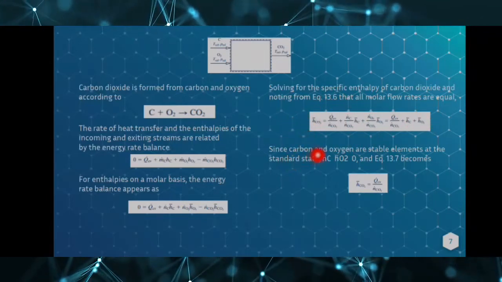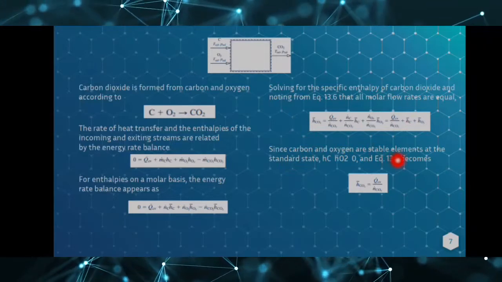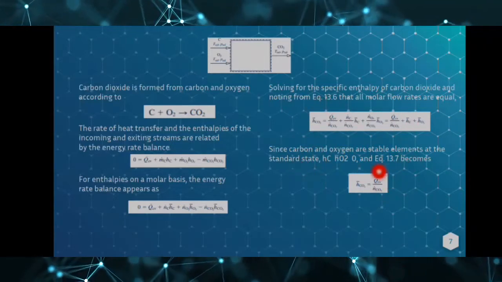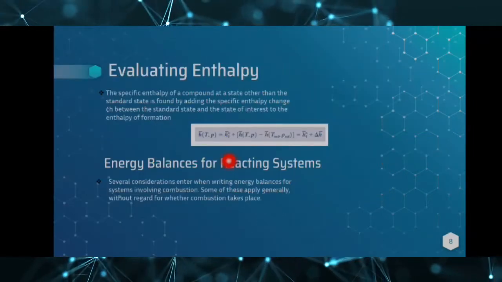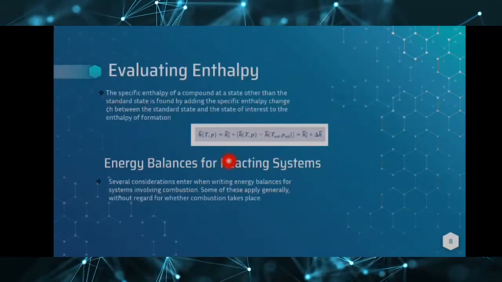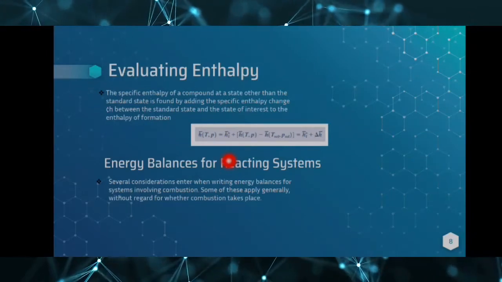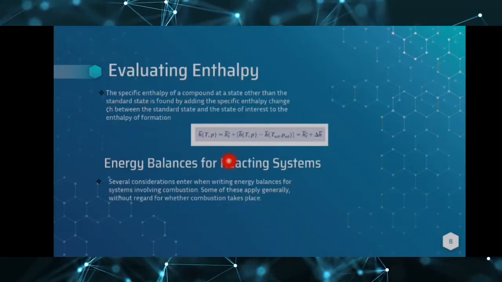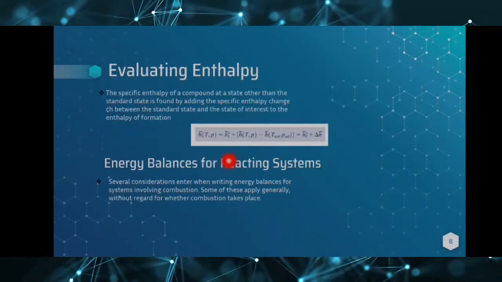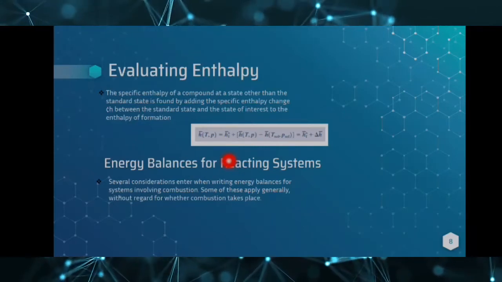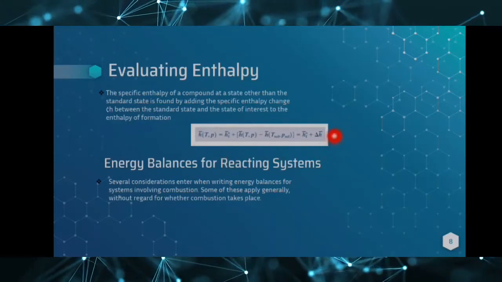Since carbon and oxygen are stable elements at the standard state, this equation will become this one. The specific enthalpy of a compound at a state other than the standard state is found by adding the specific enthalpy change between the standard state and the state of interest to the enthalpy of formation. So this is now our equation.